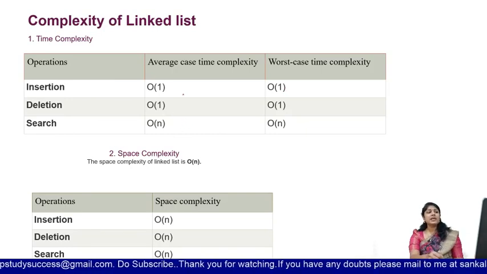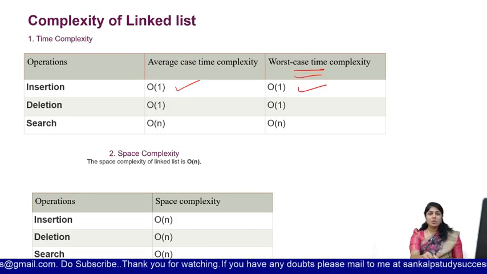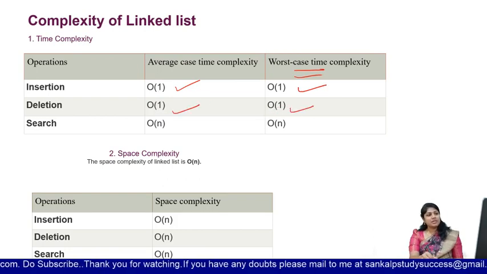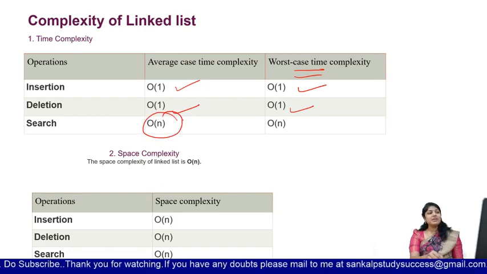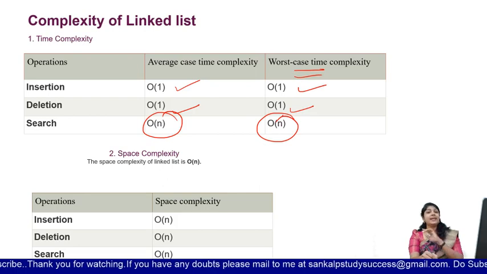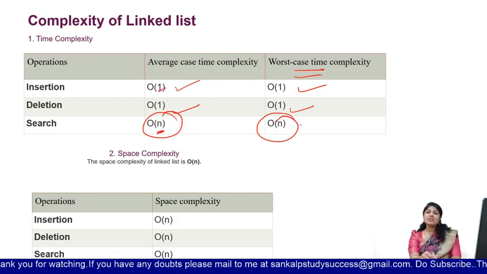For insertion, how much time will it take? Average case time complexity is O of 1, and worst case also O of 1. Deletion also O of 1, and worst case time complexity also O of 1. But searching, how much time will it take? O of n. Why did we write 1 here and n here? Why is it like that?